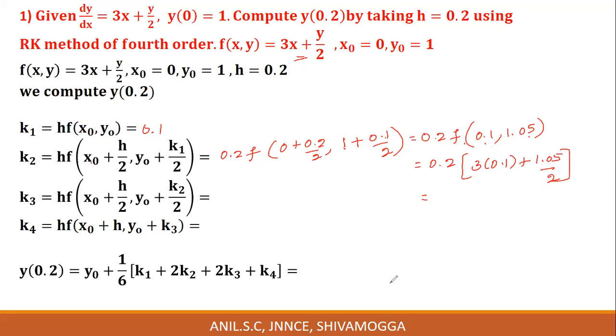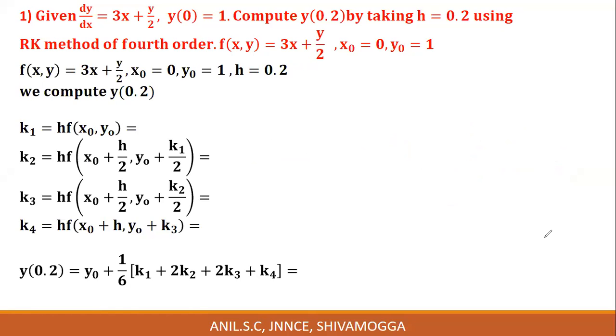0.165. Yes, 0.165 is correct. This is the second component. K1 is 0.1, K2 is 0.165. Next, we find K3.